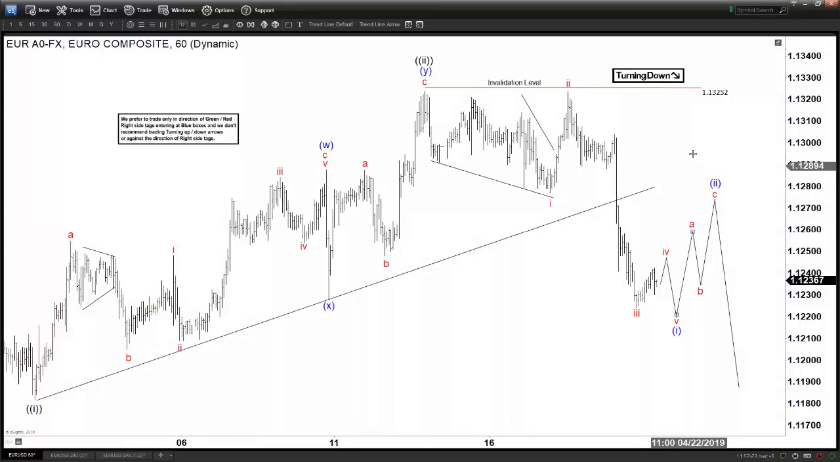And now, based on this proposed count, it is calling for the downside in the euro dollars, as long as the rally stays below 113.25, which is the previous peak, 113.20 or so.